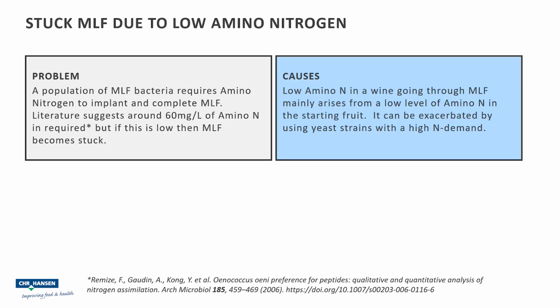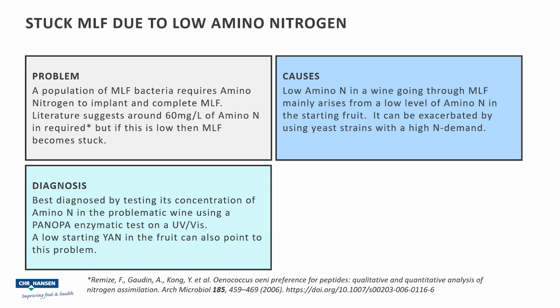So what could be the causes of low amino nitrogen? Well, in most cases, you'd expect amino nitrogen to come through from the fruit, to be present in the wine during primary fermentation, and then be there to feed the bacteria during malolactic fermentation. However, if the starting fruit itself is low in nitrogen, this could mean that the wine is depleted by the time it comes to MLF. The problem can also be exacerbated by certain yeast strains which tend to have a high nitrogen demand, which means there's less nitrogen available for the bacteria later in the winemaking process.